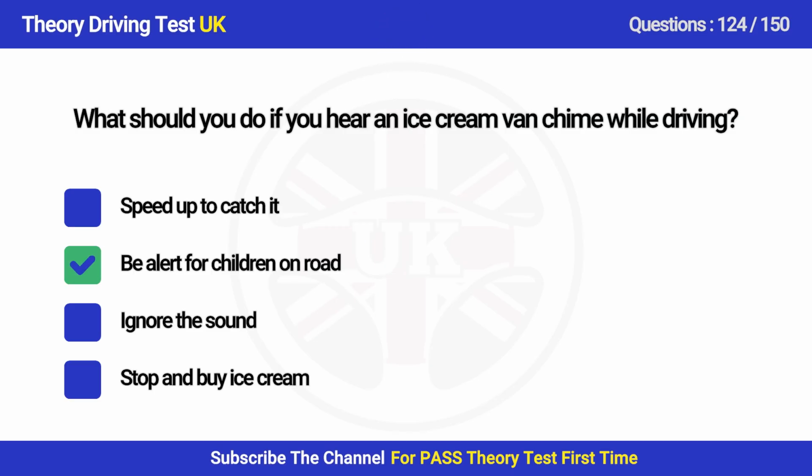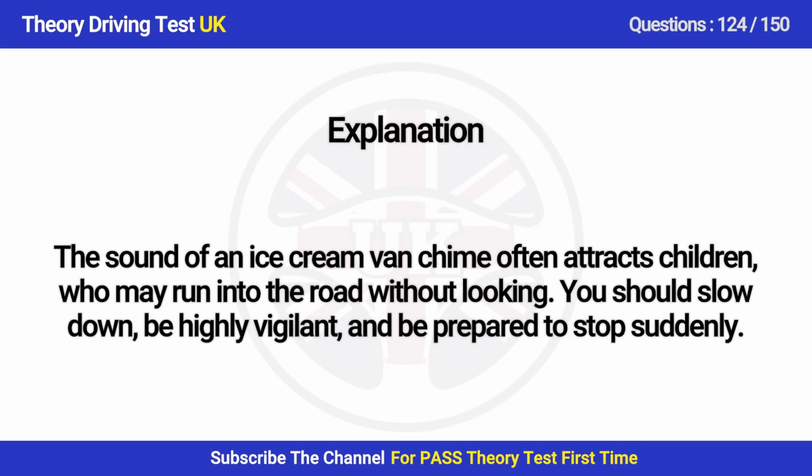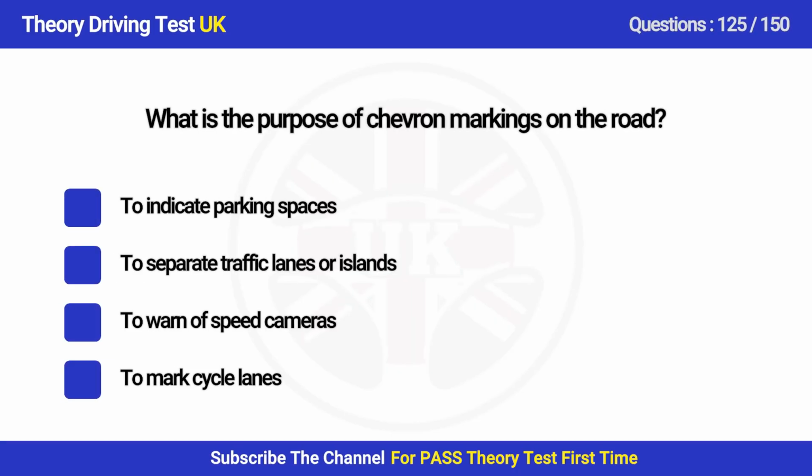Answer is B. Be alert for children on road. The sound of an ice cream van chime often attracts children, who may run into the road without looking. You should slow down, be highly vigilant, and be prepared to stop suddenly. Question 125. What is the purpose of chevron markings on the road?